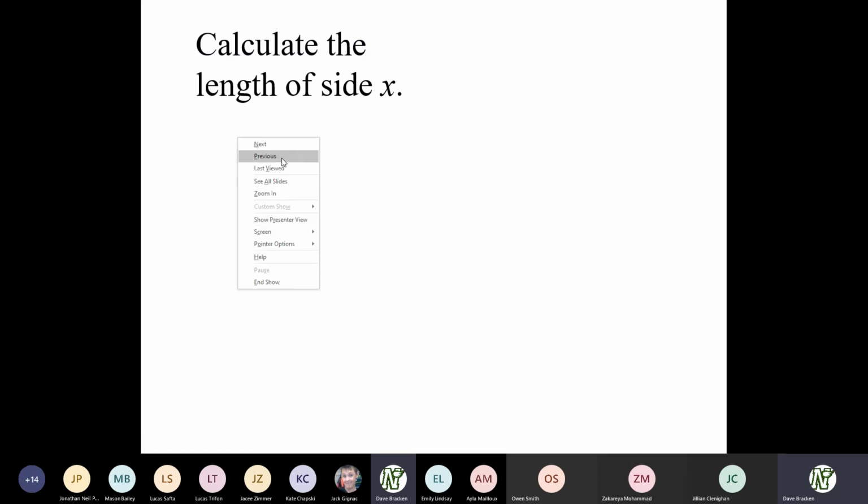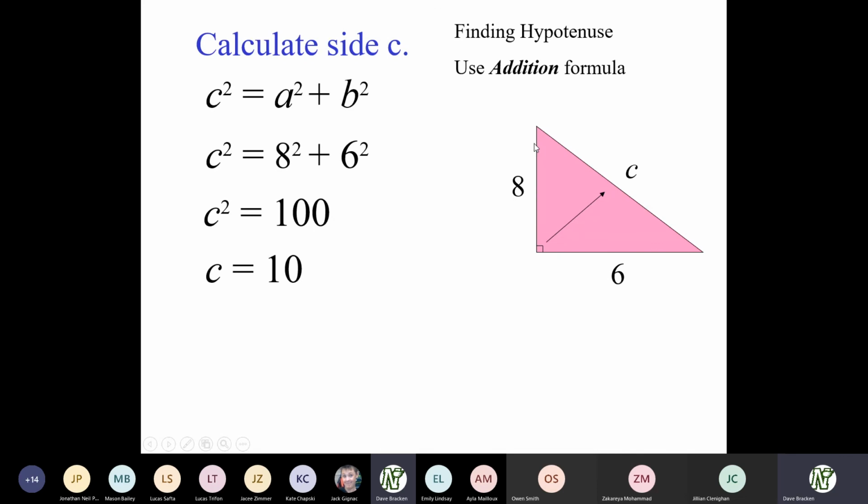Just going to go back, previous slide. Is everybody okay with this first one? So to sum up, how do you know which one's the A and the B, the 8 or the 6? The A and the B are interchangeable. If you would have put 6 here and 8 here, it just would have been 6 squared, which is 36, plus 8 squared, which is 64, and when you add them together, you still get 100. It doesn't matter which one you pick for A, pick the other one for B. It's not the case with C. C is always the hypotenuse, though. Does that make sense?